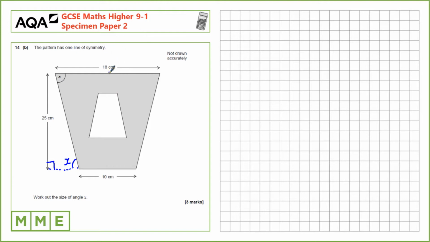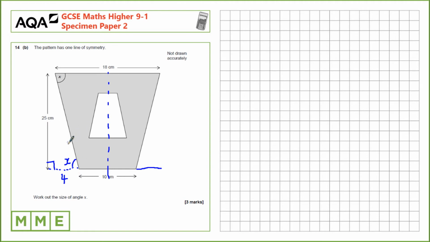We know that it has one line of symmetry, which is likely down the middle here, we can see. So there's going to be a similar side on this side of the shape. To find out the side length, we can do 18 take away 10, which gives us the total of these two lengths. That's 8 centimeters in total, and since it's symmetrical, they both have to be the same size. So that's 8 divided by 2, which is 4 centimeters.